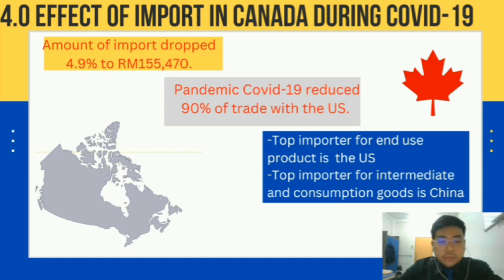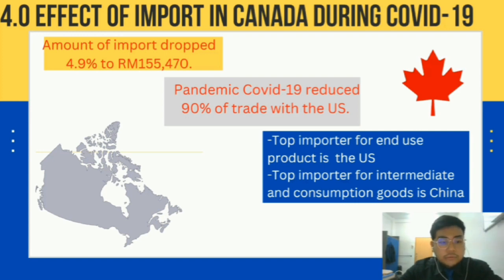Canada also reduced trade by around 90% with the United States of America, but in the first half of 2020, the United States of America still ranked first as the imported end use product source, while China ranked first as the imported source of intermediate goods and consumption goods.